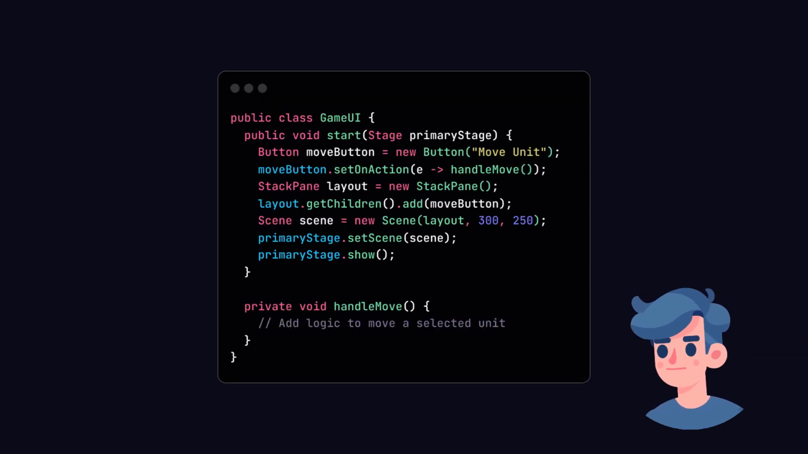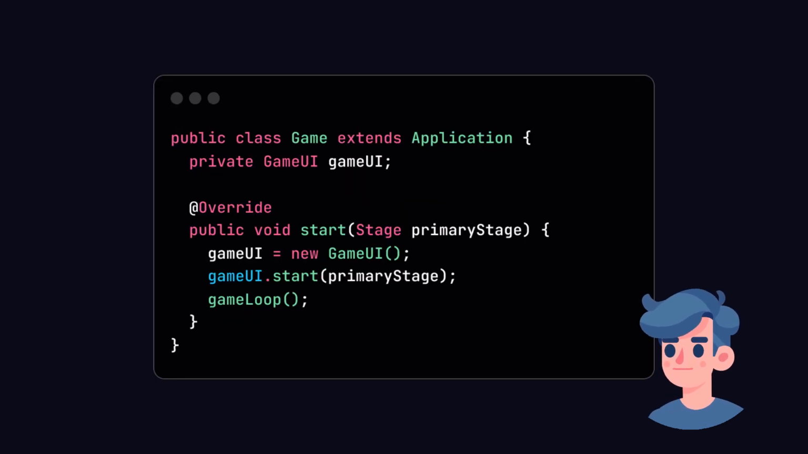Next, we want to implement the user interface using JavaFX. We will create buttons for unit actions instead of console input. This will make the game more interactive. Finally, we need to wire everything together in the game class. Initialize the GUI and ensure that player turns work correctly with visual feedback.